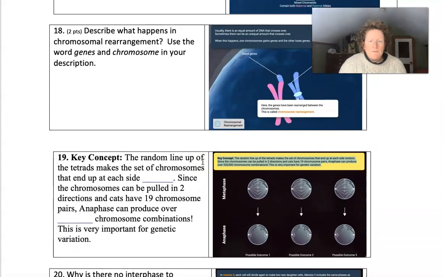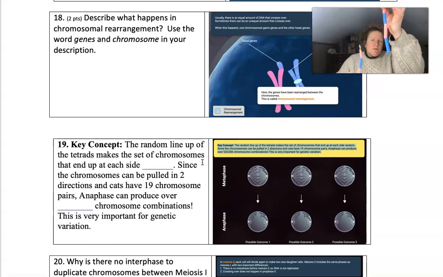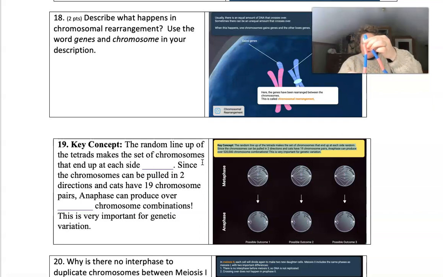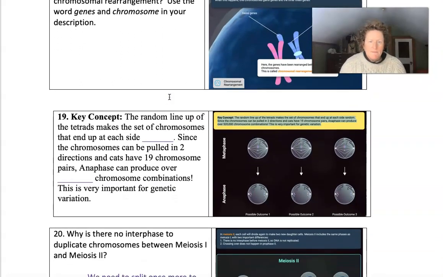What happens in chromosomal rearrangement? Well, the chromosomes don't come apart quite the way they're supposed to. One chromosome gets kind of gypped. It gives away some of itself, and the other chromosome kind of gets a bonus. They don't separate the way they're supposed to from crossover. Here's the chromosome with a bonus. Here's the chromosome that got gypped. It's missing this part that went over to the other chromosome. It's not entirely uncommon in humans or cats.